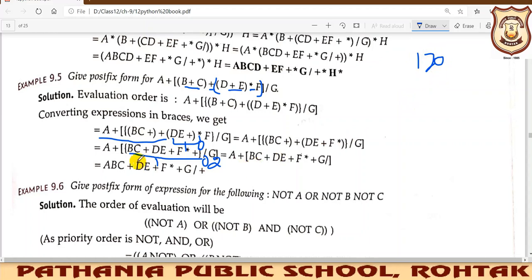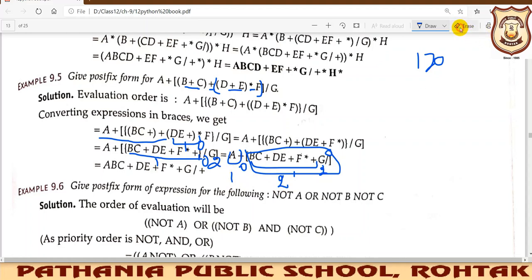Okay, so up to here, up to plus, we will write the same. This is the first part, G is the second operand, and slash is the operator. Why? Because this is your division sign, so we are putting it at the last. So now what we are left with, this is the one part, and this is the another part. So operand 1, operand 2, and this is the operator plus.